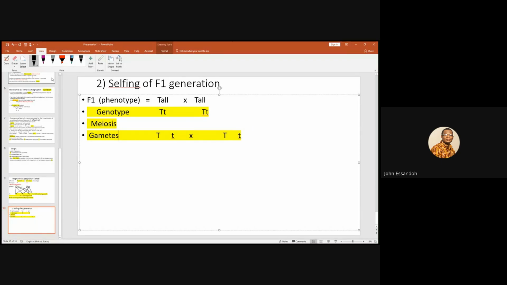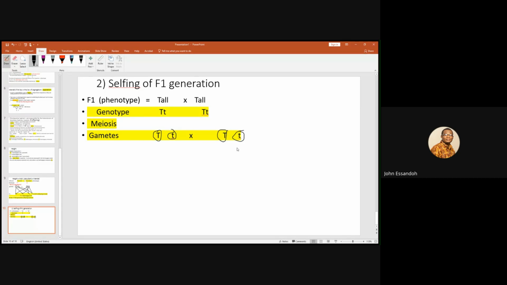The gamete. Let me pick my marker again. So my gamete here, my gamete here, my gamete here, my gamete here. All right, so what is going to happen? Fertilization is going to occur.